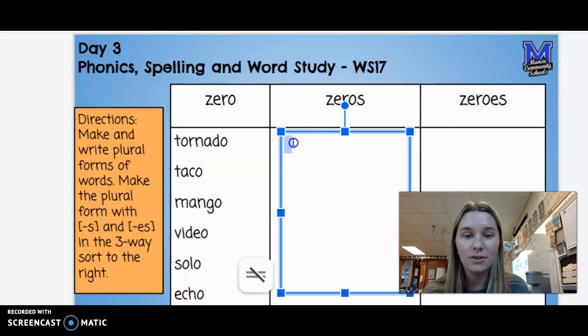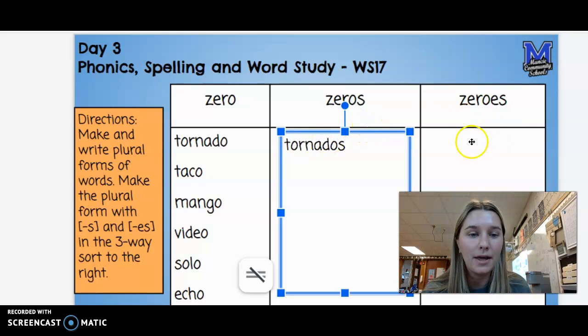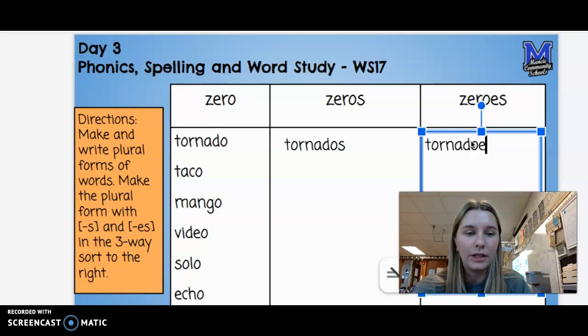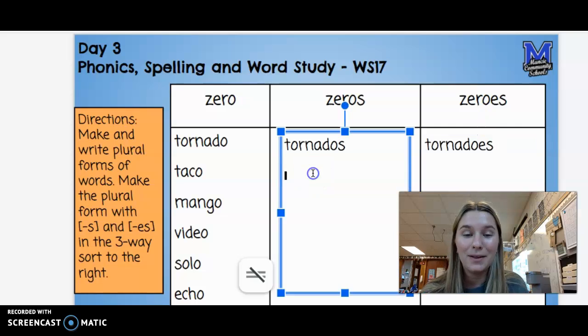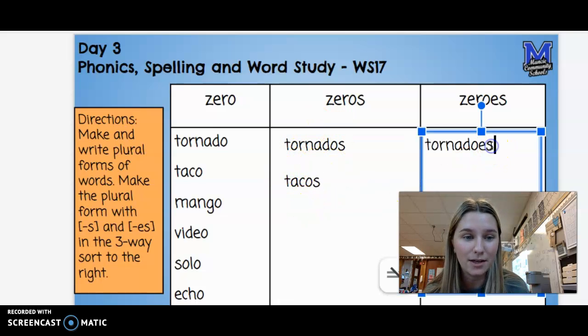So take a look at the word tornadoes. Tornado in the plural form can look like this, but it can also look like this with ES on the end, and both are correct. But let's take a look at tacos. The word taco, like this, that's the only correct plural form, because if we try to spell tacos over here, it is incorrect. Tacos does not have ES on the end as one of its plural forms.